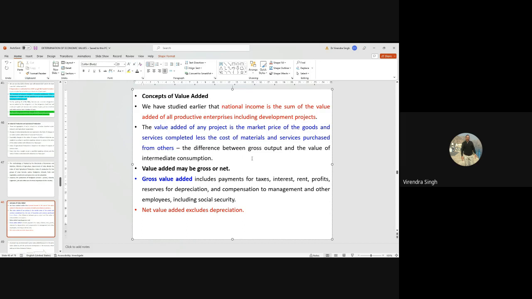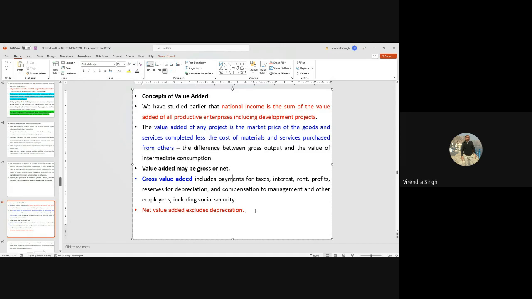Value added may be gross and net. This value can be measured at two levels, either at gross level or net level. Gross value added includes payments for taxes, interest, rent, profit, reserves for depreciation and compensation to management and other employees, including social security contributions. And net value added excludes depreciation.